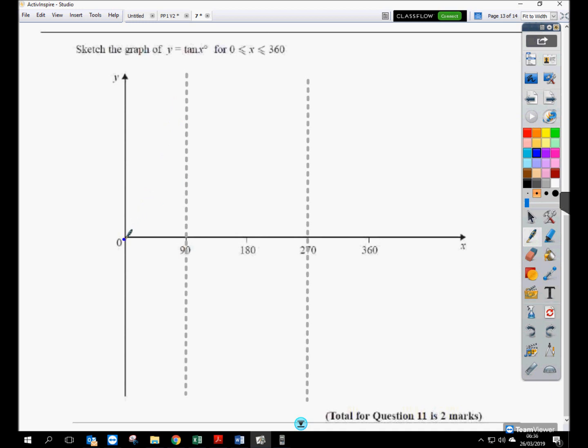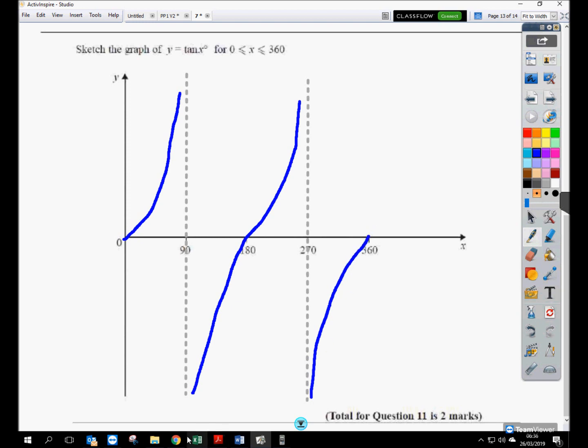This approaches the asymptote. So tan of 0 is 0. Very close to the asymptote here, but not touching. And then after 90, it starts at negative infinity. Tan of 180 is 0, so it's got to pass through there, and then approach the asymptote. Tan after 270 starts at negative infinity. And tan 360 is 0.